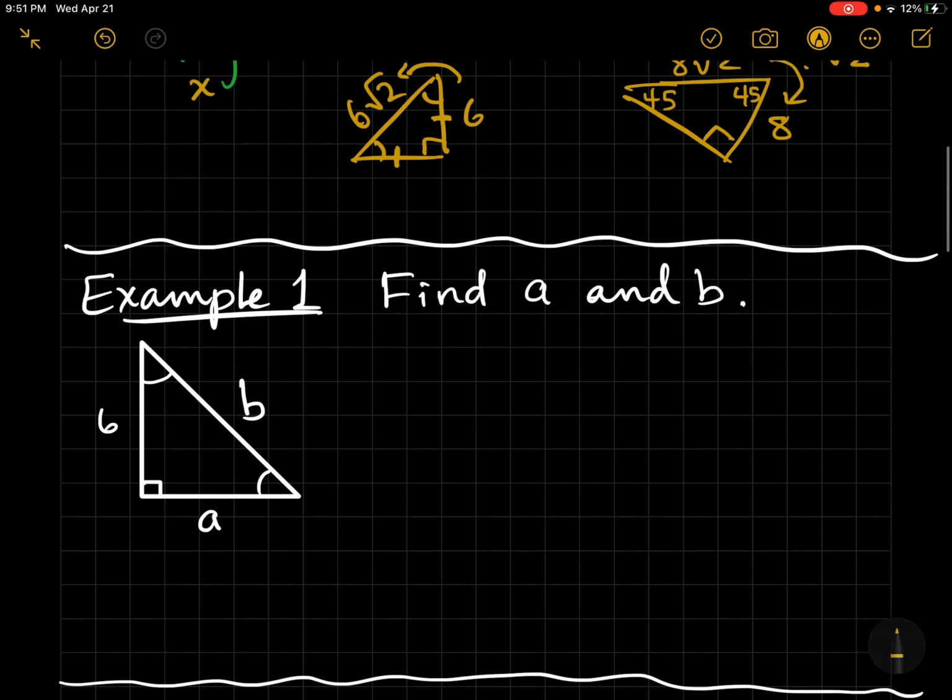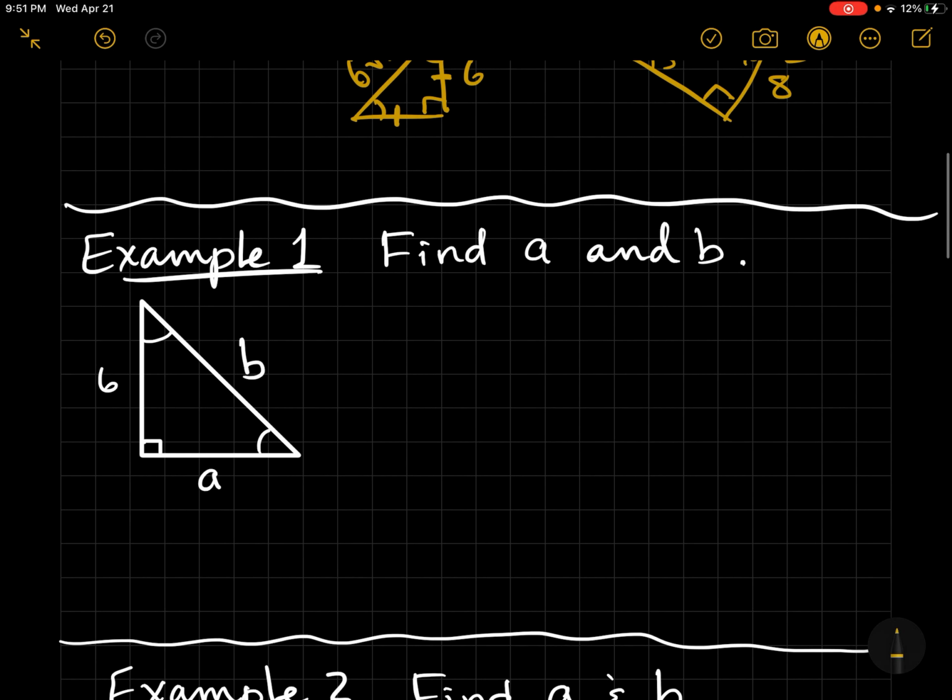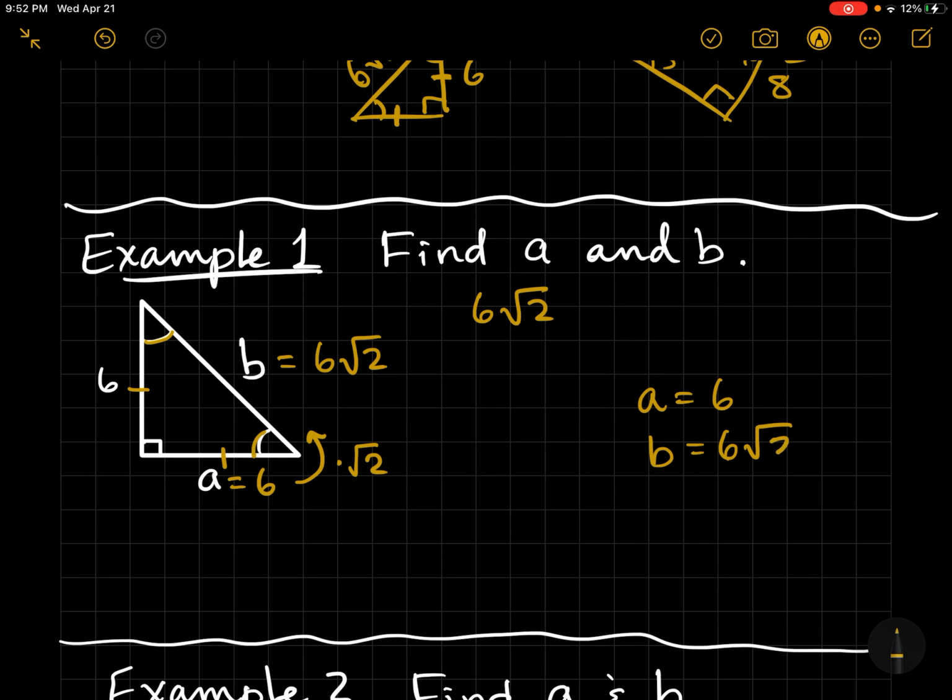Let's do a couple of examples. Find A and B. Well, first of all, if these angles are congruent, then the sides must also be congruent. So A must be 6. So 6 and 6, if you know the leg, multiply by radical 2. So 6 times radical 2 is simply 6 radical 2. So A equals 6, B equals 6 radical 2. No units were given, so you don't have to give any units back.